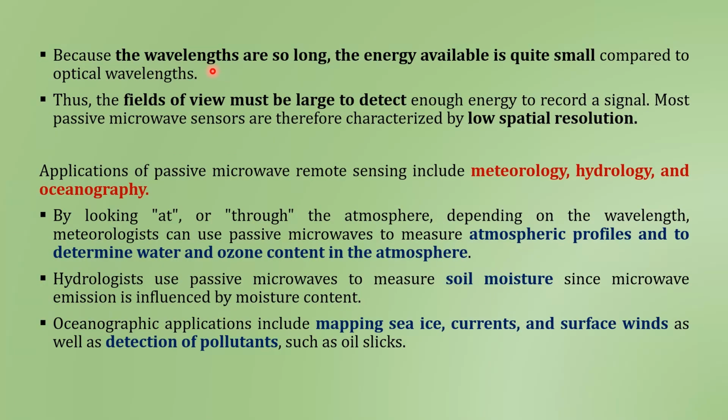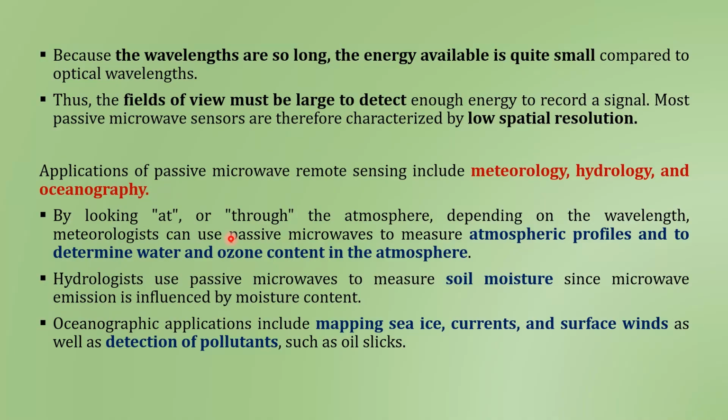As the wavelength of microwave radiation is long, the energy of this radiation is less in comparison to the electromagnetic radiation falling in the optical wavelength. Thus, the field of view must be large to detect enough energy to record as a signal. So, most passive microwave sensors are characterized by low spatial resolution, and passive microwave remote sensing has its application in meteorology, hydrology, and oceanography.